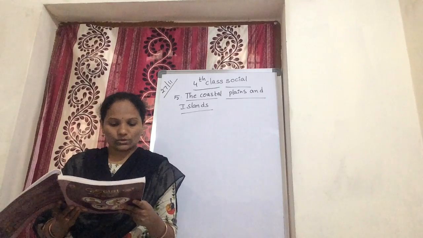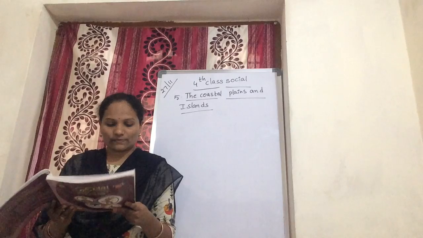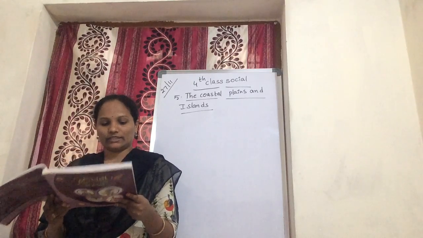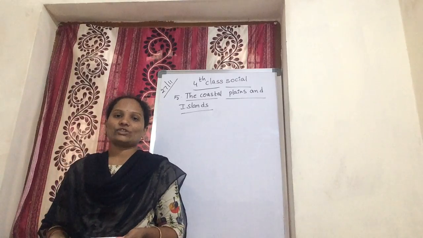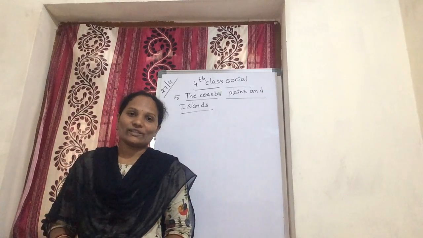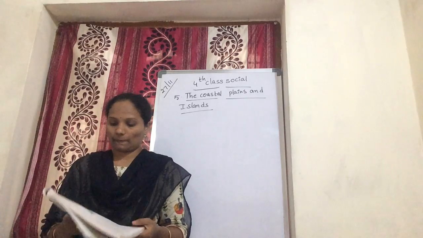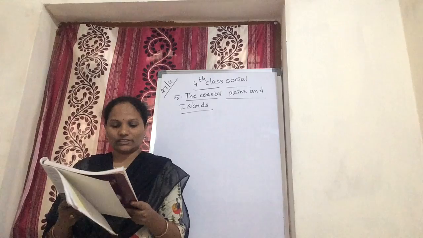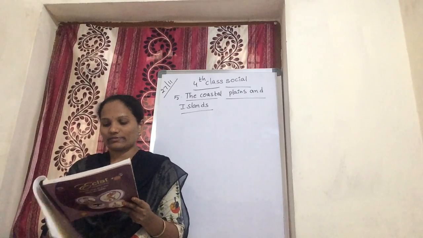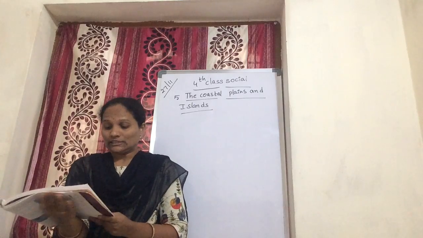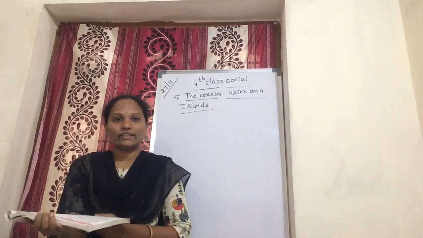Now, the eastern coastal plain. The eastern coastal plain lies between West Bengal and Tamil Nadu. Now, this eastern coast runs from Tamil Nadu to West Bengal. Okay, it stretches between the Bay of Bengal and the Eastern Ghats of India.